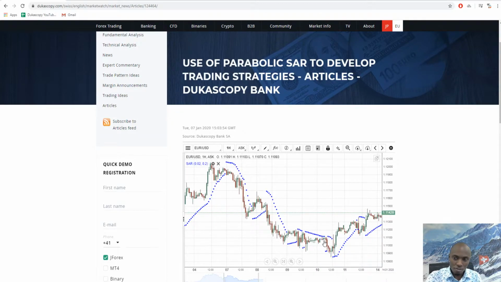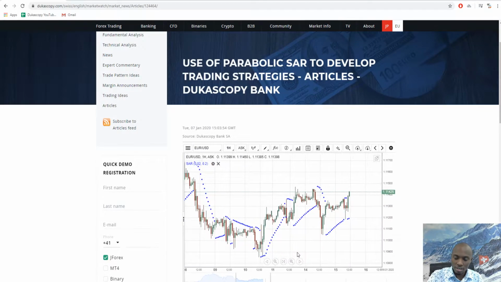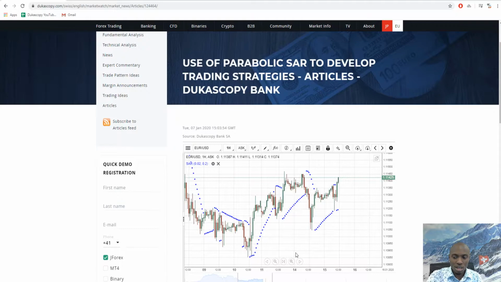Now, the history of parabolic SARs. This parabolic SARs was developed by Wilder in 1978. He was looking for the best indicators that would help him trade the market. Even by then, in 1978, the computer was not as advanced as we have it this time around. So he developed these parabolic SARs, and he used this indicator to help himself identify a trend and to know when the trend stops and reverses. That's where this SARs comes from.